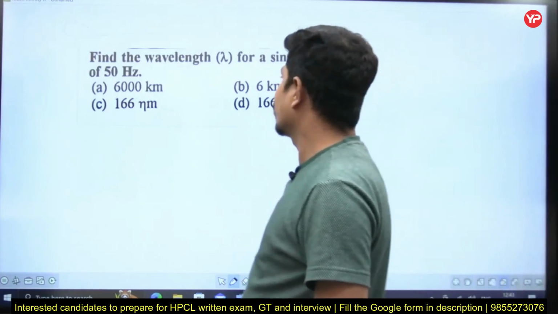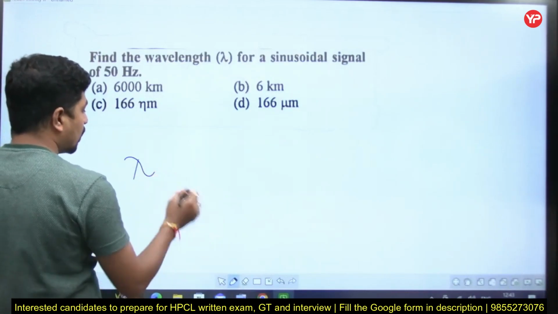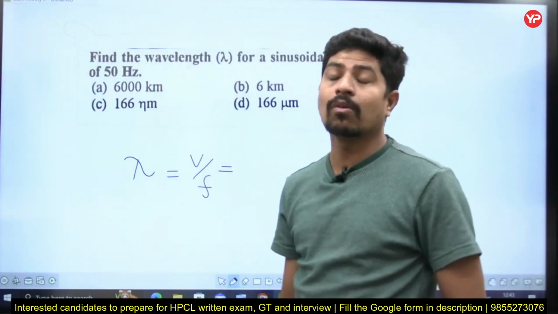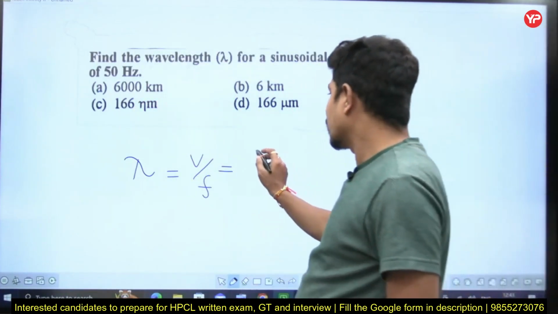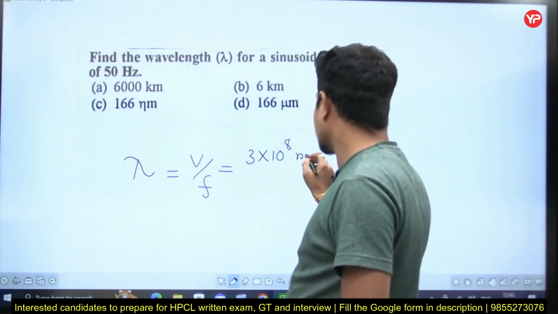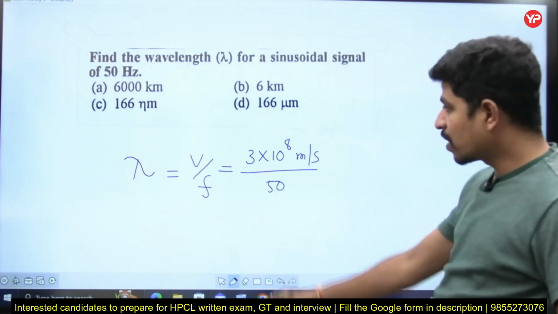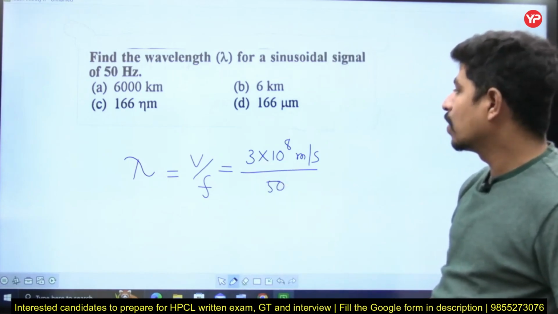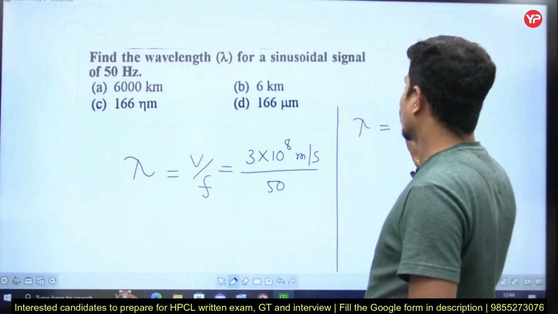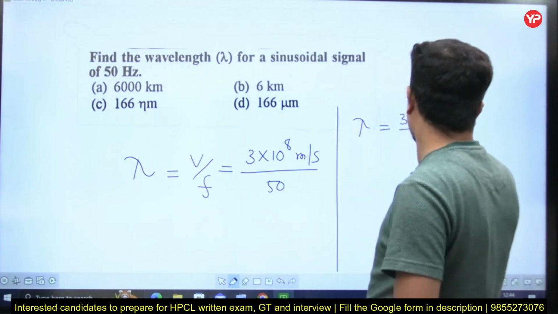Find the wavelength for a sinusoidal signal of 50 Hertz. Wavelength lambda is equal to V by F. V is the velocity of the wave, that is, the velocity with which voltage and current waves travel, 3 into 10 to the power of 8 meters per second, divided by the frequency of 50 Hertz. Remember that formula: lambda is equal to V by F. If you simplify, lambda is equal to 300 into 10 to the power of 6 by 50.